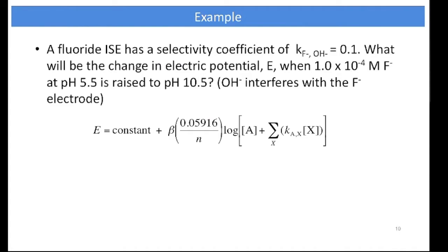So in this case, the F minus is the analyte of interest, and the OH minus is the interfering compound. What will be the change in electric potential, E, when 1 times 10 to the minus 4 molar fluoride at pH 5.5 is raised to pH 10.5? So OH minus interferes with the fluoride ion selective electrode. The more OH minus there is in the solution, the more the ion selective electrode is going to respond to the OH minus. So we'll use the equation that we saw in the previous slide.